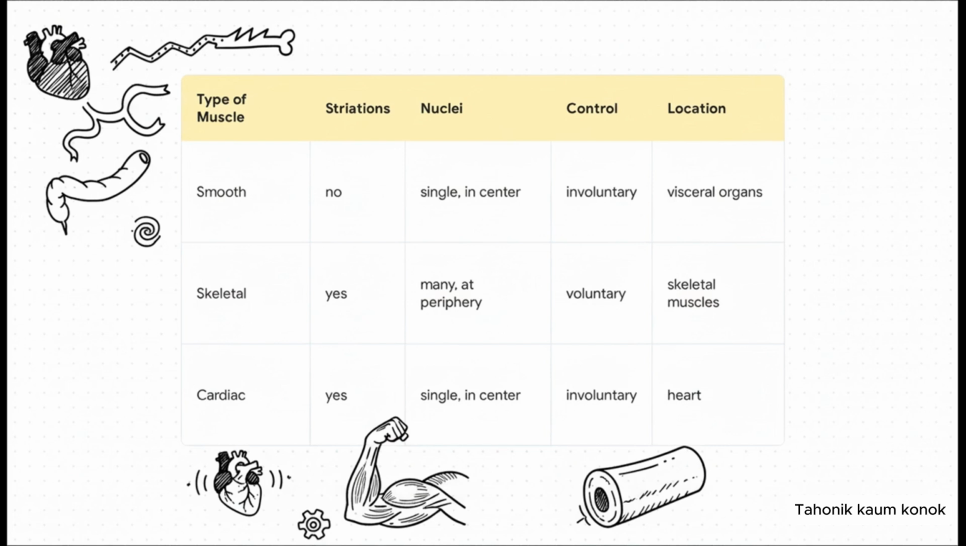For example, this simple table breaks down your entire muscular system into just 3 types. You've got the smooth muscle in your organs, the skeletal muscle you use to move, and the amazing cardiac muscle that just keeps your heart beating, no questions asked. We're going to build your understanding piece by piece, just like this.